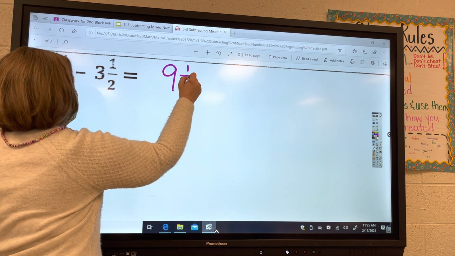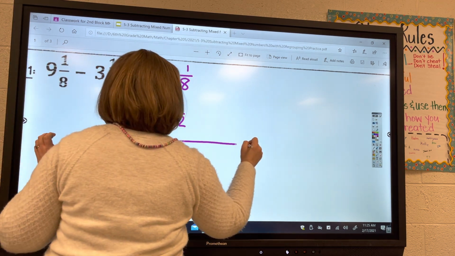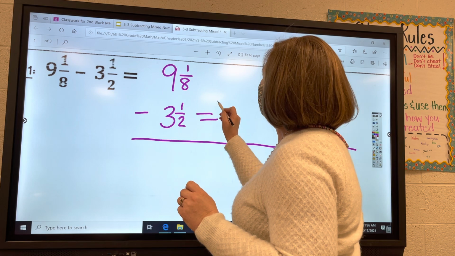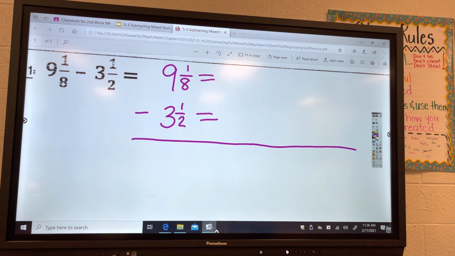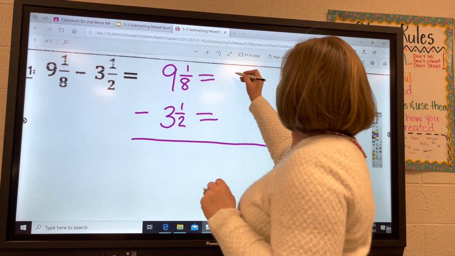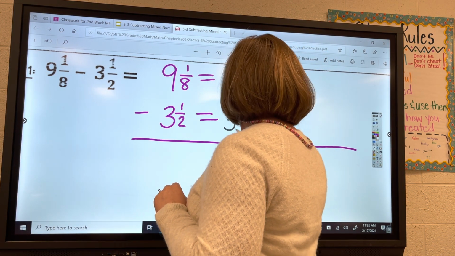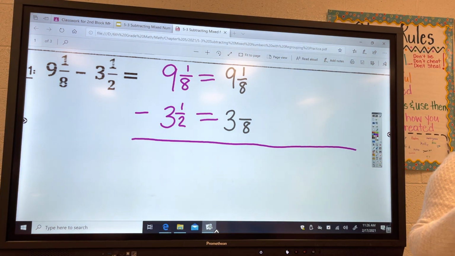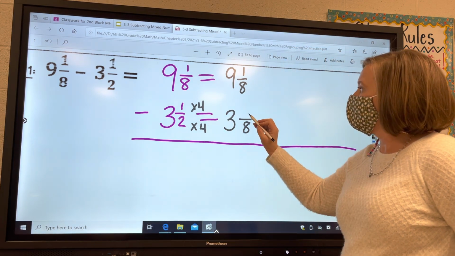We are going to write 9 1/8 minus 3 1/2. So the first step is to what? We have to find a common denominator. So see if the bigger denominator is a multiple of the smaller denominator. Is 8 a multiple of 2? Yes, so let's use it. My top one stays the same. How do I get from 2 to 8? Times 4. So 1 times 4 is 4.